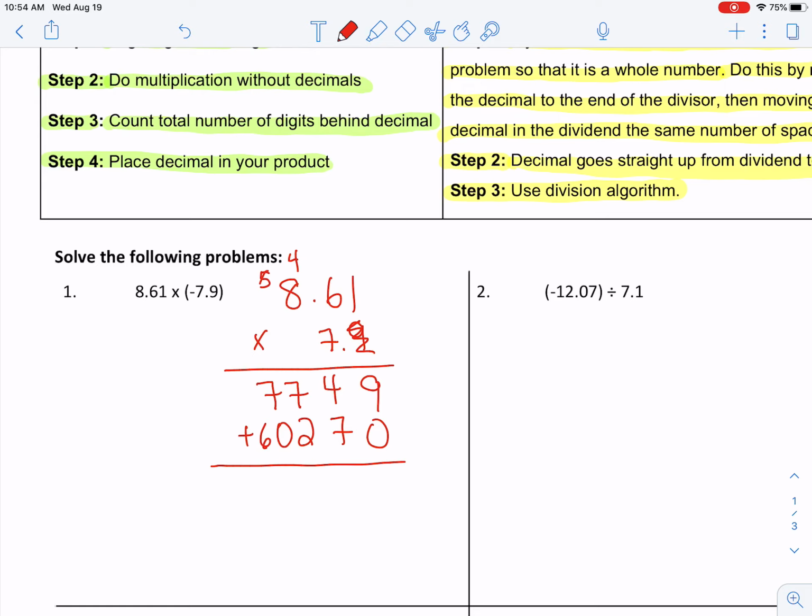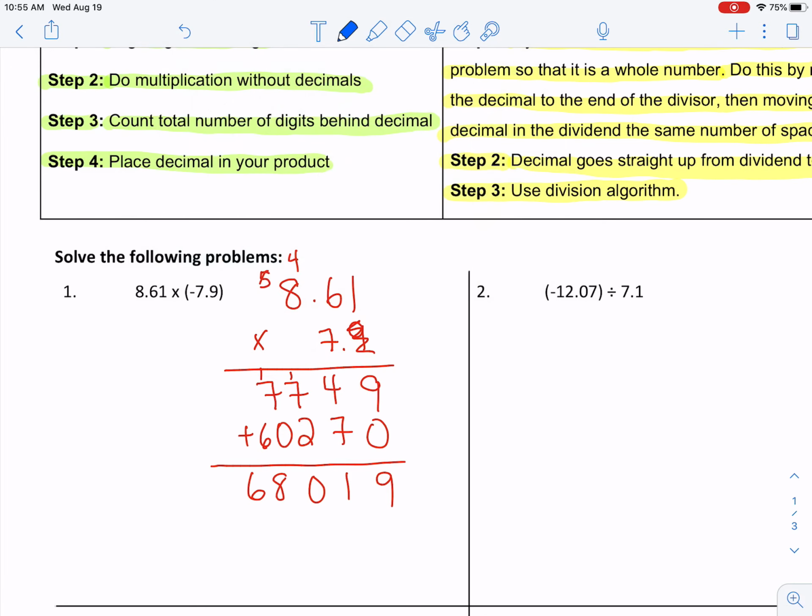Now you just need to add these numbers straight down. 9 plus 0 is 9. 4 plus 7 is 11. Carry the 1. 1 plus 7 is 8, plus 2 is 10. Carry the 1. 1 plus 7 is 8. And then 6 comes straight down.